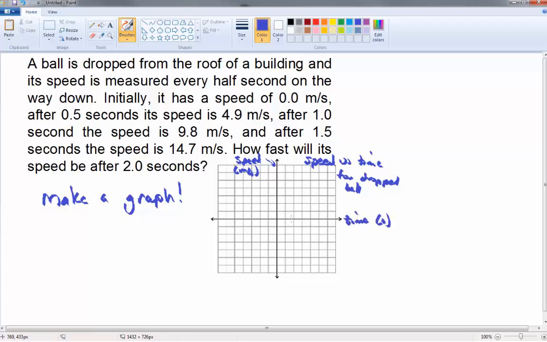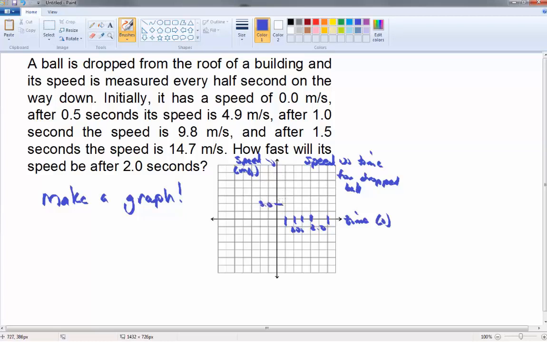So every half second, so 1/2, 2/2, 3/2, 4/2 would be off. So maybe the half seconds could be these increments. So 1.0 seconds, this one right here would be 2.0, and so on. And then along this axis, we need to have these distances. So 5, 10, 15, for example.